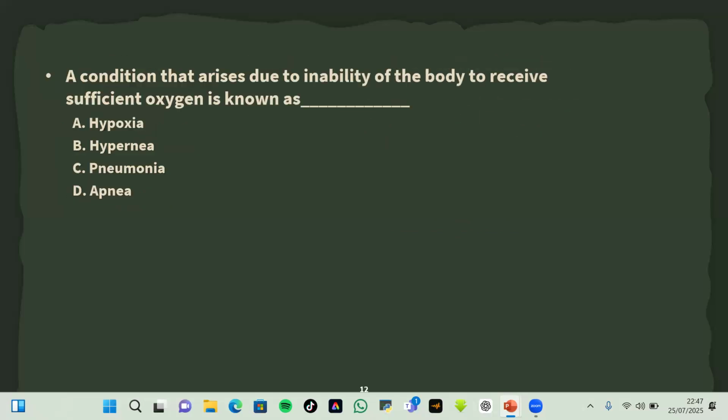A condition that arises due to inability of the body to receive sufficient oxygen is known as A, hypoxia, B, hypernia, C, pneumonia, D, apnea.